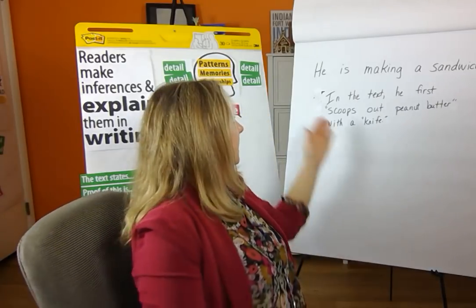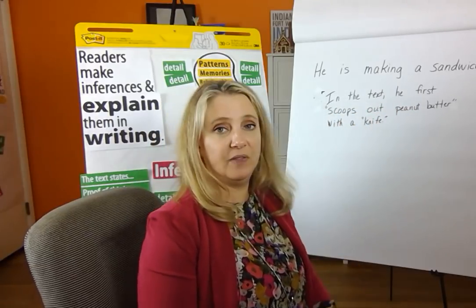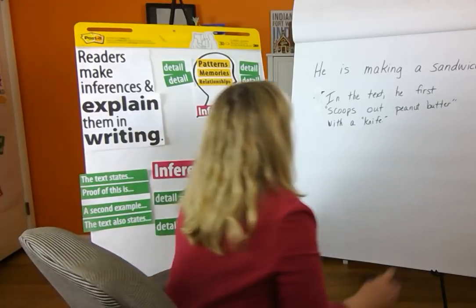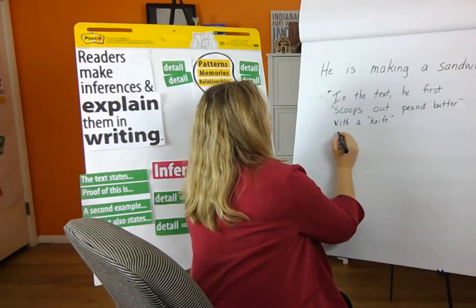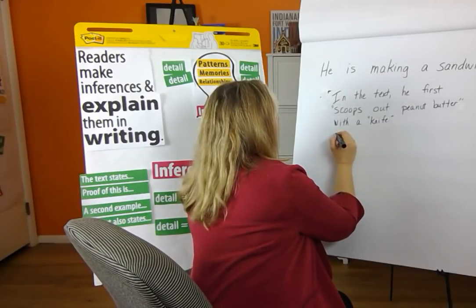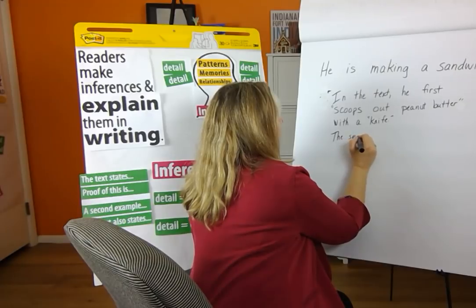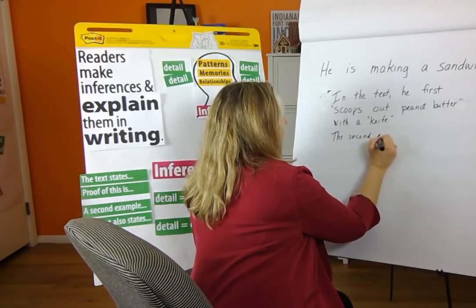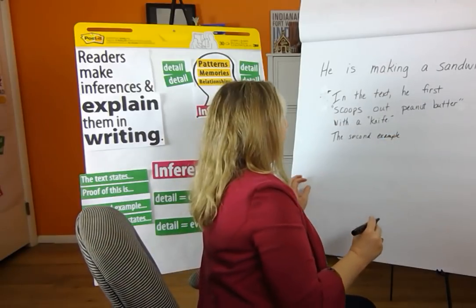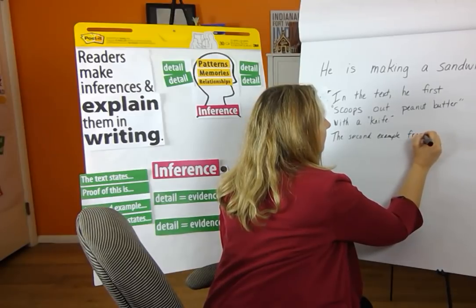So, in the text, he first scoops out peanut butter with a knife. Now what do we want to say? The second example, sure, we can do it. The second example from the text. Okay.